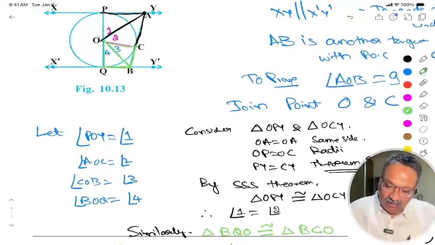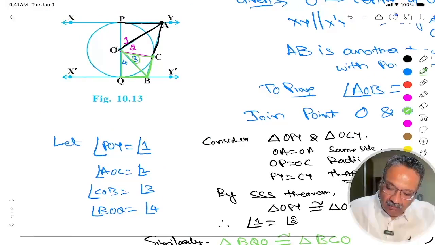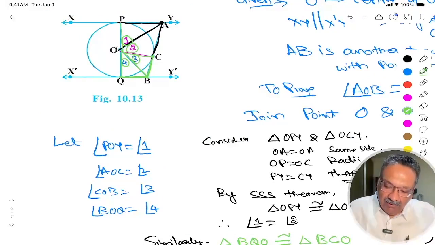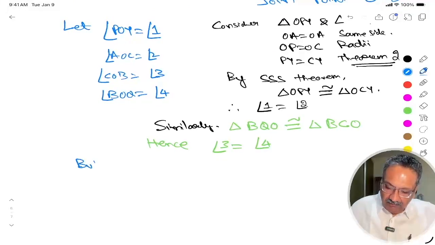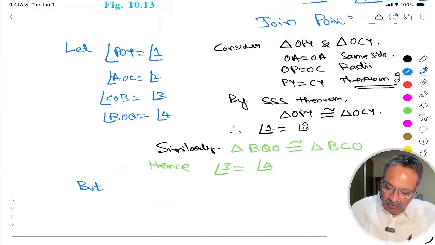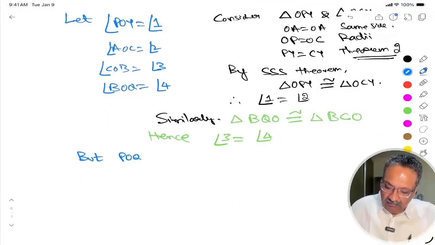Alright. So angle 3 and 4 are equal, 1 and 2 are equal. But POQ is a diameter, it is a straight line, right? So we have, but POQ is a diameter or a straight line.